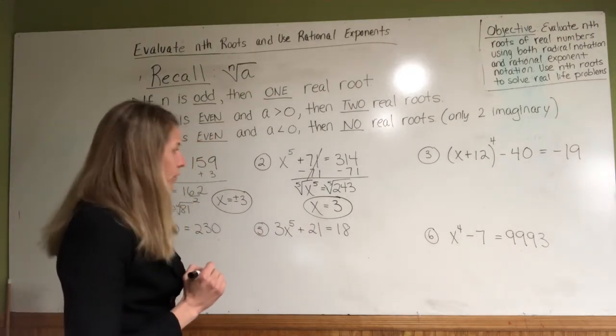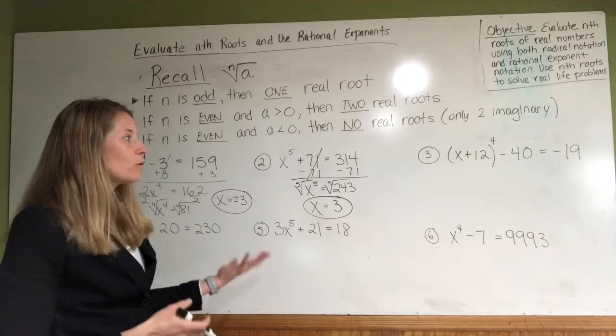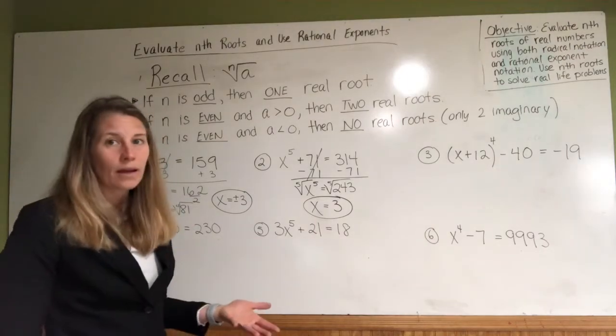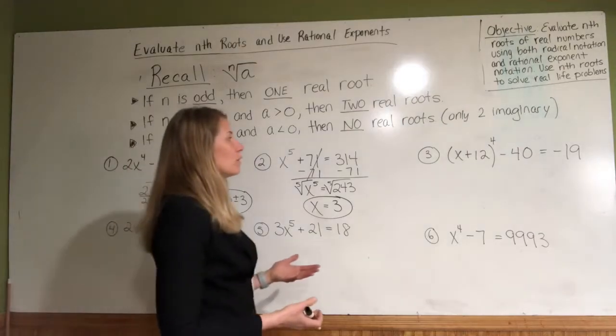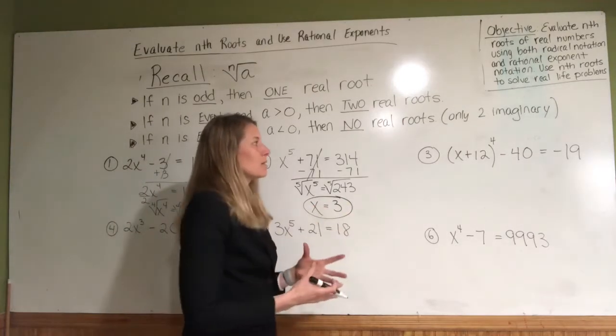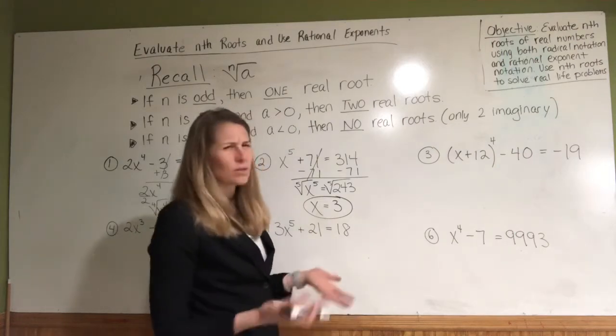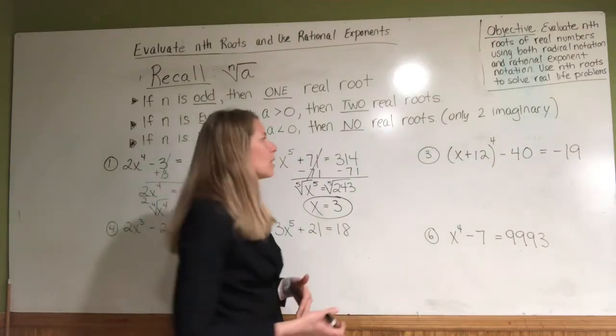And now let's look at number 3. Now number 3 is a little bit different because we have those parentheses around that x. We still want to get that x by itself. We're just going to have to get those parentheses to kind of break away before we get the x by itself. But otherwise, we're still kind of attacking it with the same strategy.